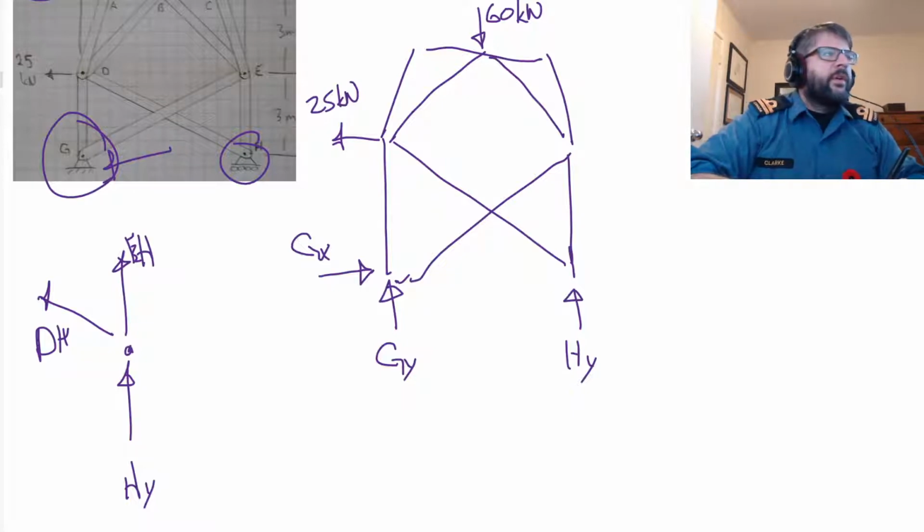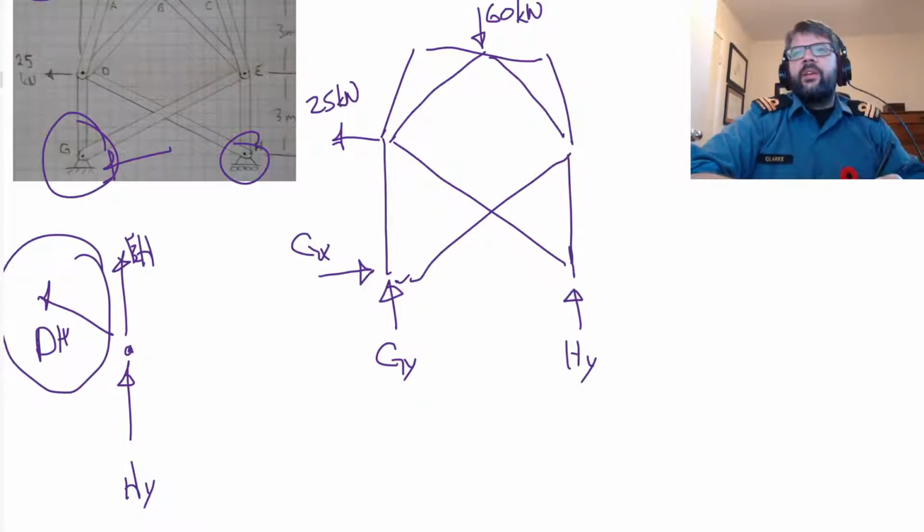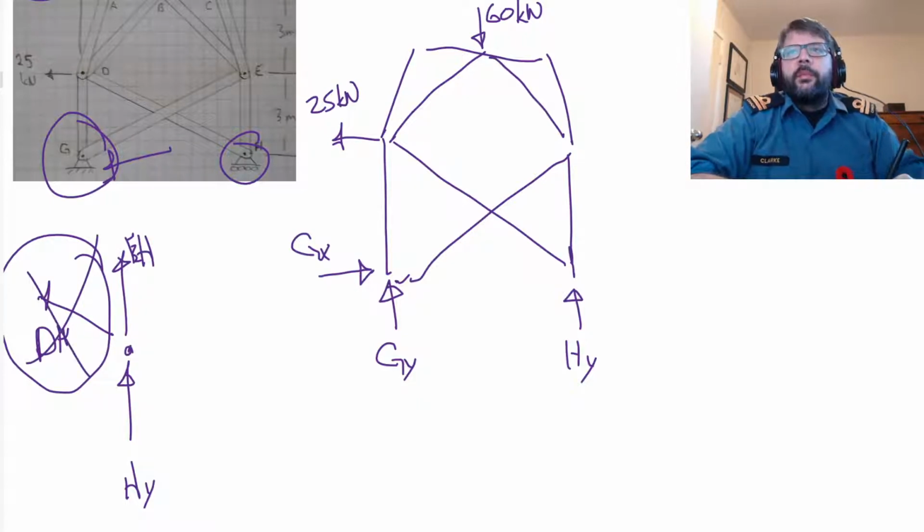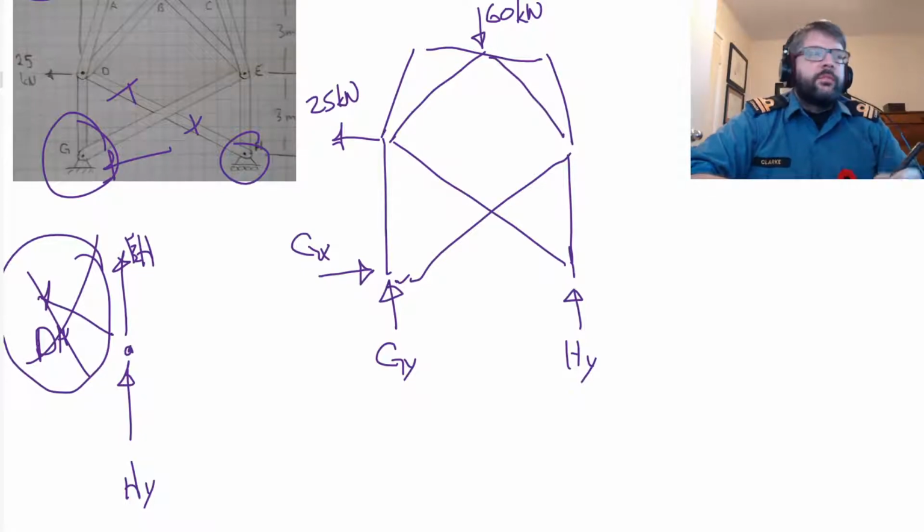EH and HY are parallel to one another, and there's nothing else there that can provide an X component. DH is the only force there that would have any X component, therefore it needs to be zero. So that's a zero force member, and we're just going to cross that out. Likewise, the magnitude of EH is equal to HY.